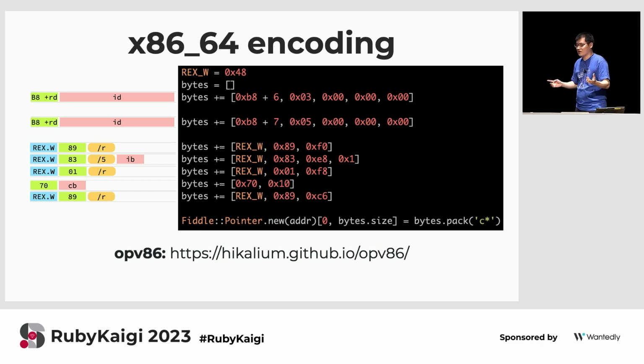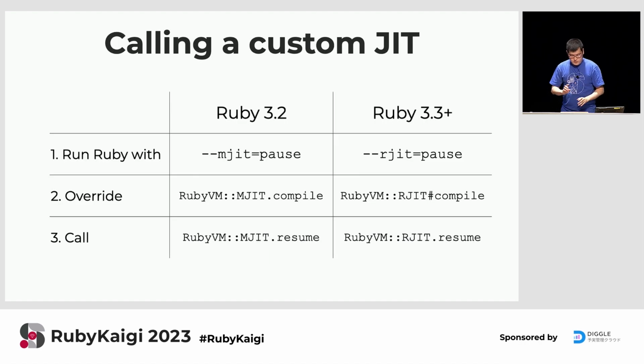If you have function calls like mmap and mprotect to allocate that memory and then make it writable and then executable later, then that's all you need for writing a Ruby JIT. So writing a custom Ruby JIT is easy.